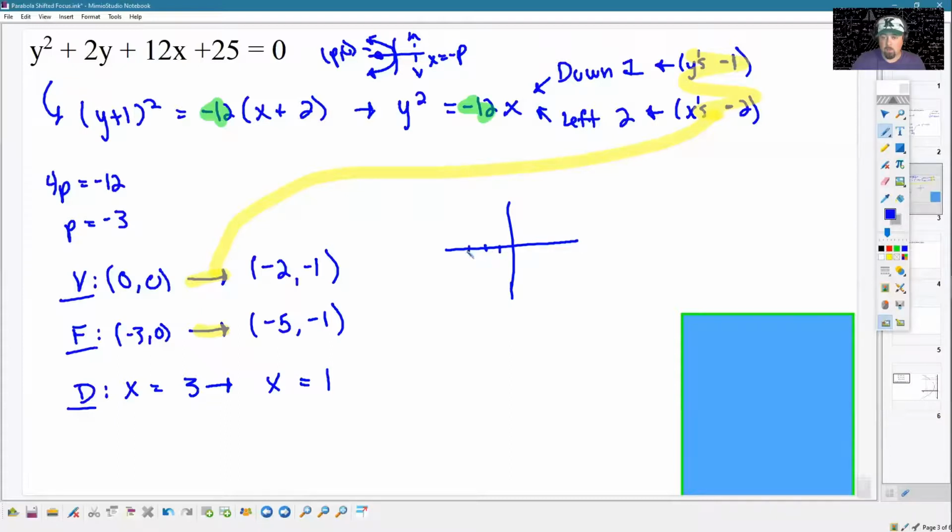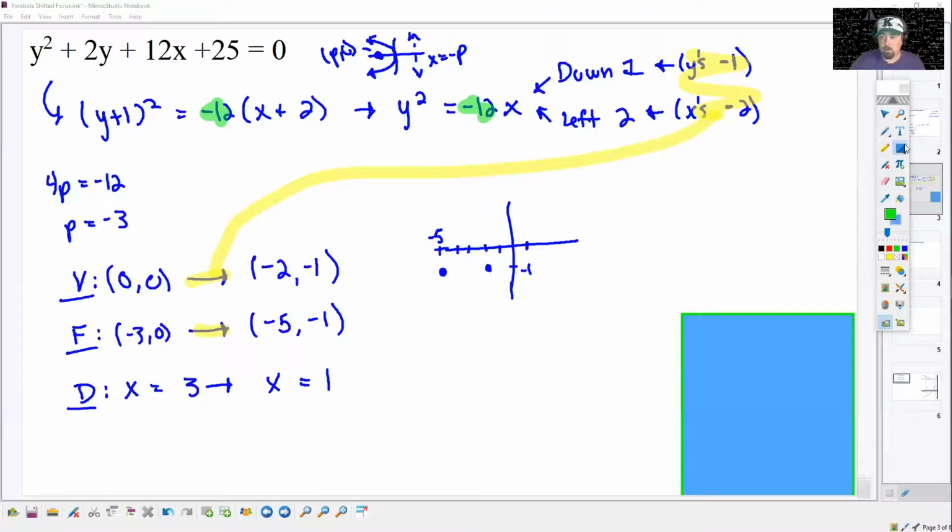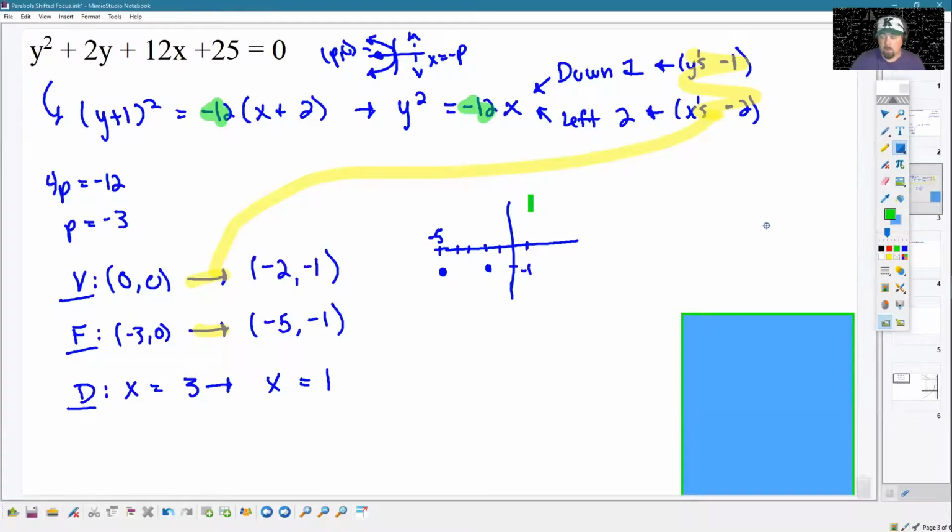So a quick sketch would have us graph our points first. 2, 3, 4, 5. So that's negative 5. And we're going to go down here and then negative 1. So that's negative 5, negative 1. That's our focus. And negative 2, negative 1. There's our vertex. Our directrix is at x equals 1. So it is a line over here, and it's going to be right here. We get it in the right spot.